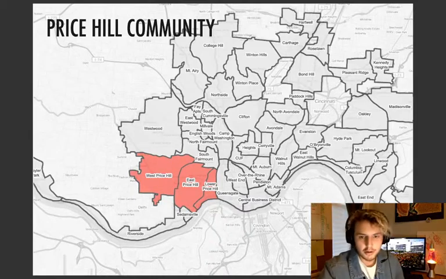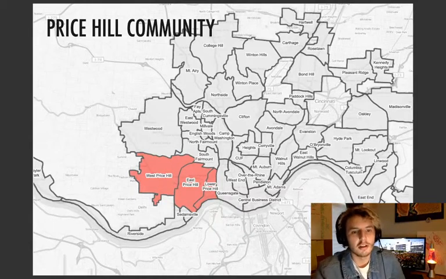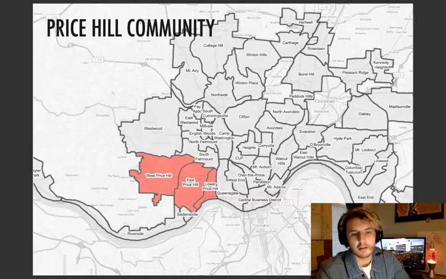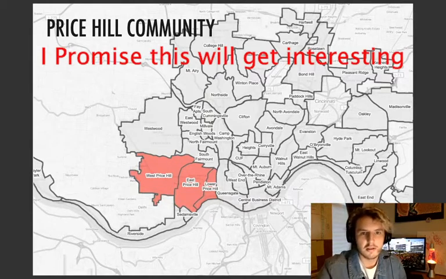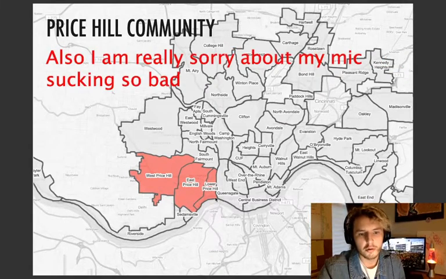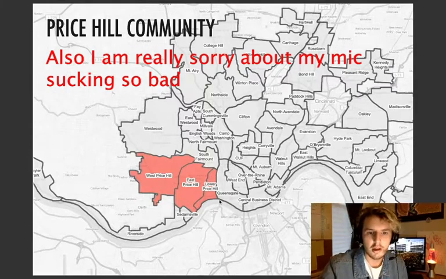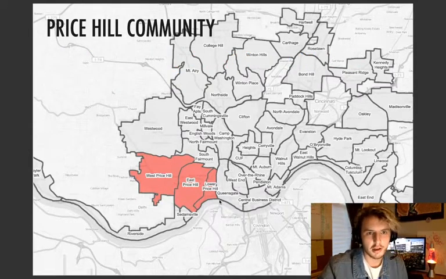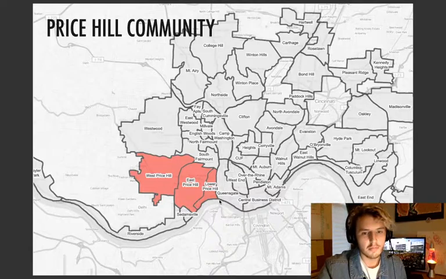So, the community in question today is Price Hill Community. This is in Lower Price Hill of Cincinnati. As we can see, it's composed of three sections, and I'm focusing on the Lower Price Hill along the Ohio. And my goal here is to kind of create some sense of community engagement.